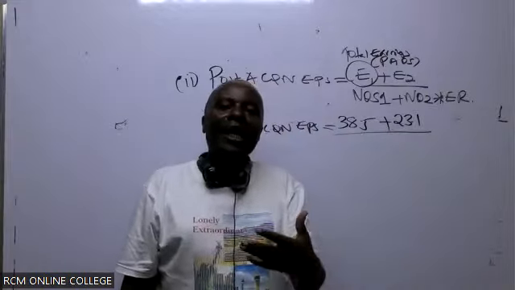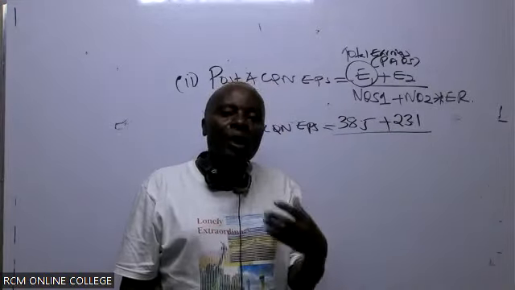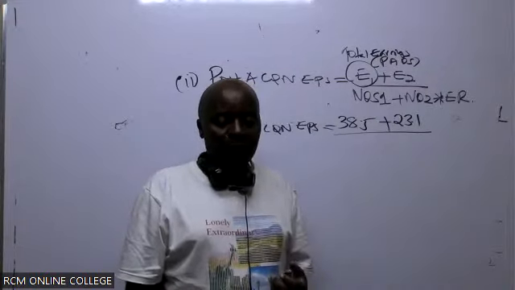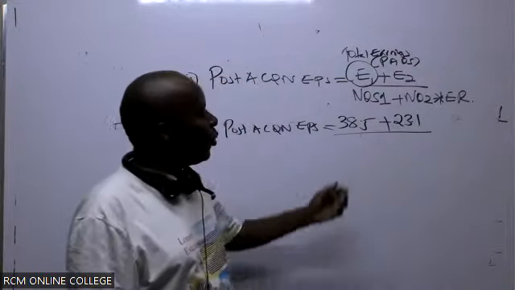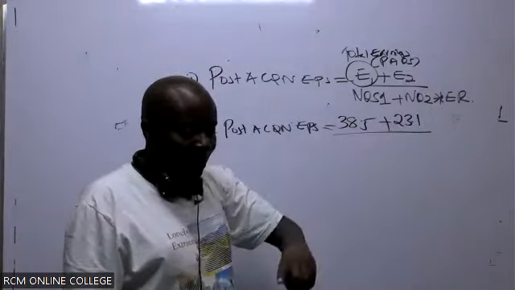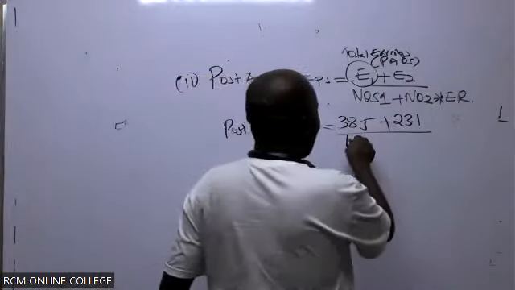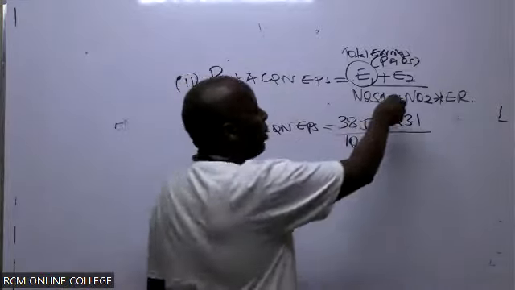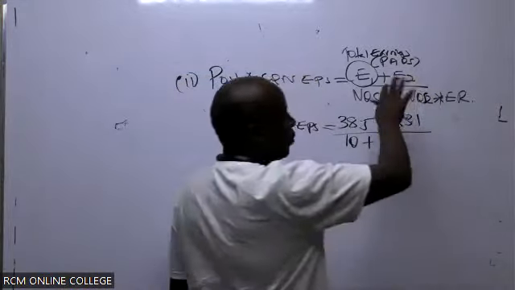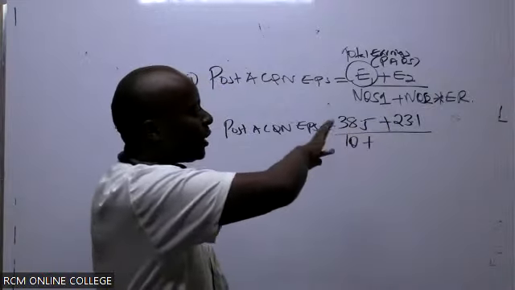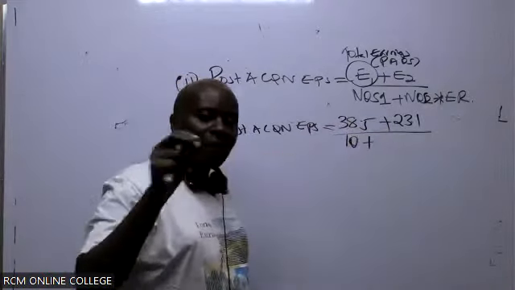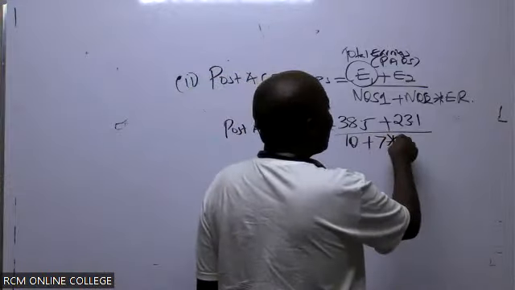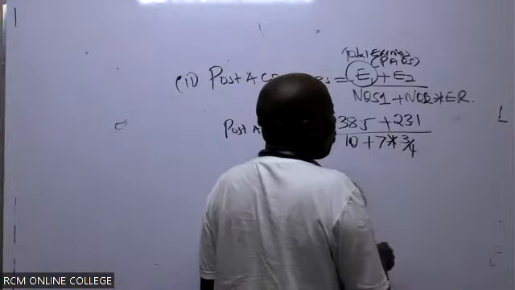There is a place where they have given us the number of ordinary shares outstanding, or issued. So the number of ordinary shares issued for Kubwa, somebody is telling me it is 10. Plus the number of ordinary shares issued. Sorry, this is supposed to be NOS 2, the number of ordinary shares of the second company, which is 7, times this exchange ratio, which is 3/4.